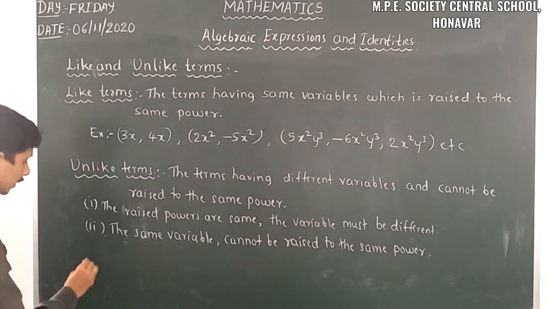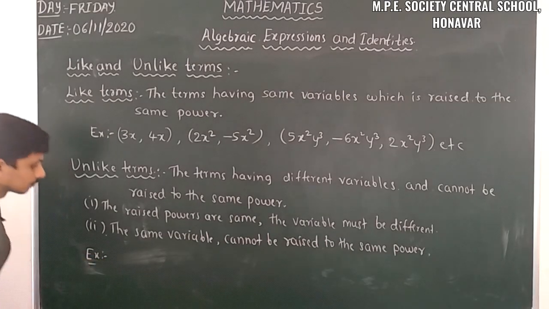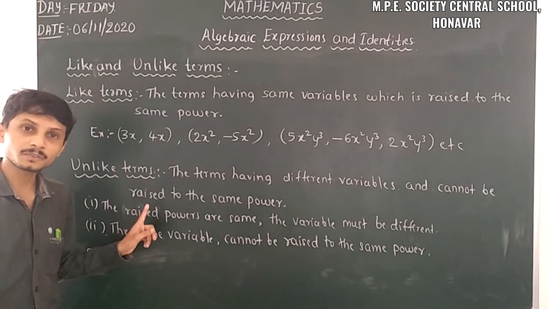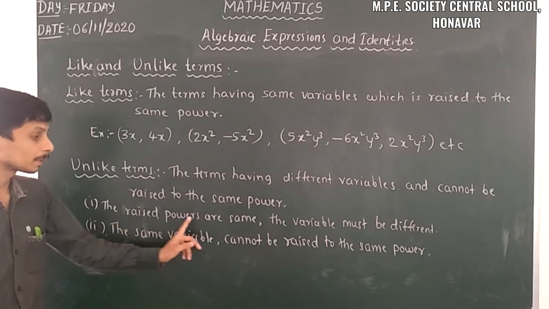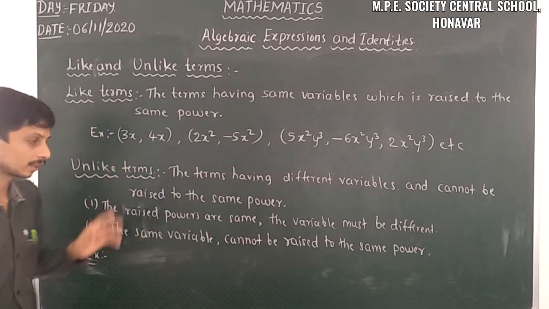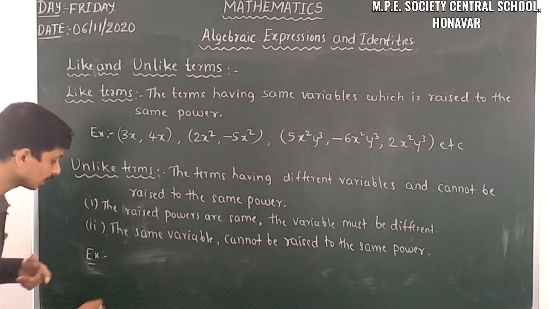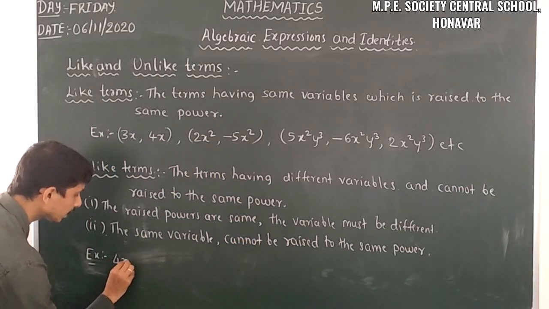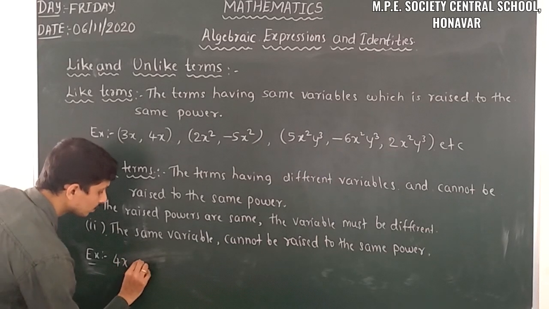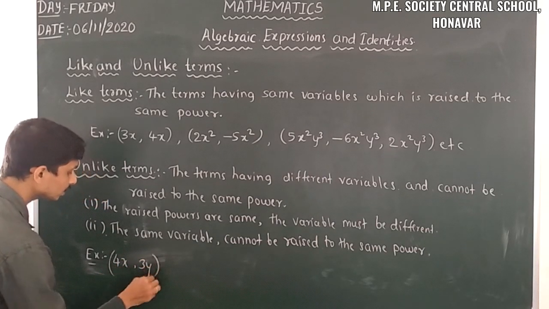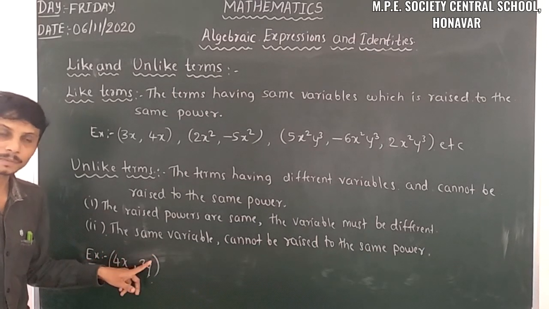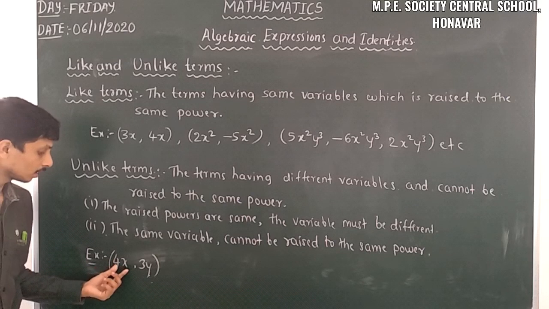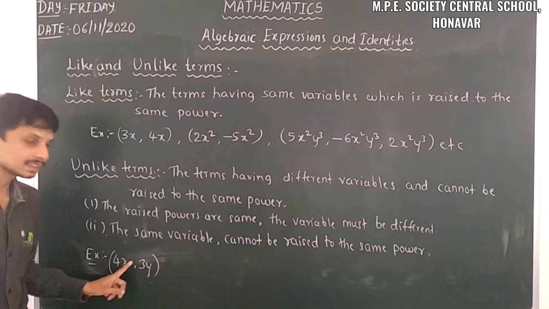So let us take some examples. Firstly, for reference of the first condition, the powers are same but the variables must be different. So here I will take 4x and another one is 3y. Just observe the variables: the powers are same, but the variables are different. Here x is there, here y is there.